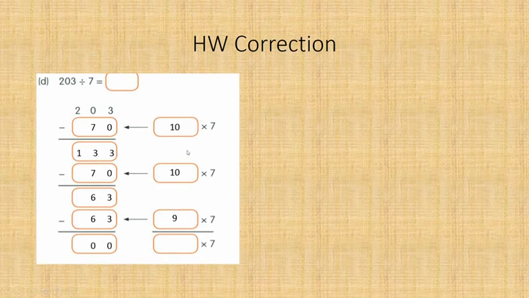And after that, I need right now to know the answer of this question. I cannot do it right now like that. I have to add these numbers together: 10 plus 10 plus 9. So 10 plus 10 equals 20. 20 plus 9 is going to be equal to 29. So 7 times 29 is equal to 203. So 203 divided by 7 is equal to 29.